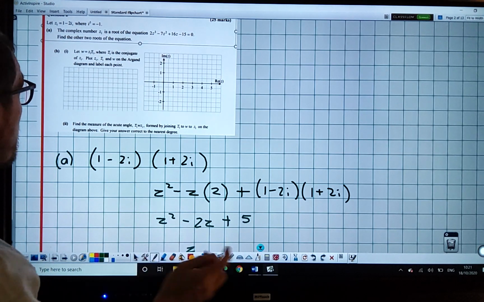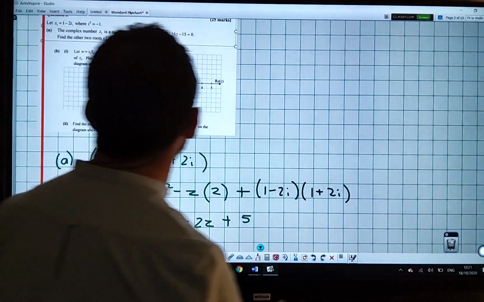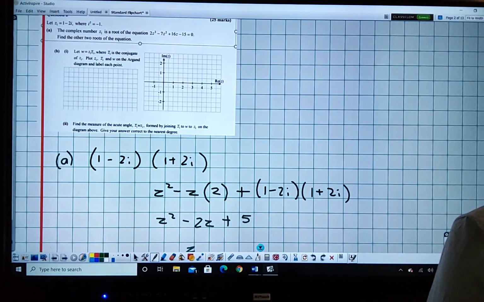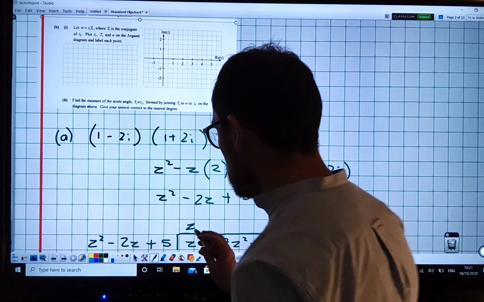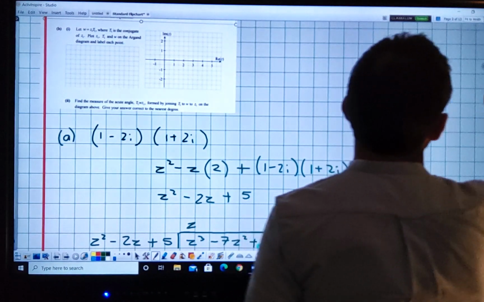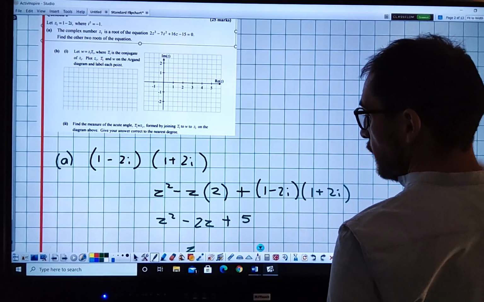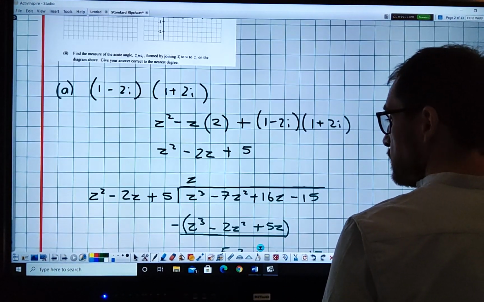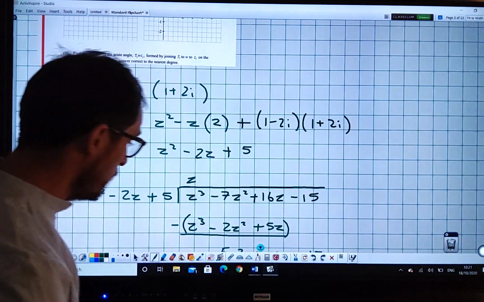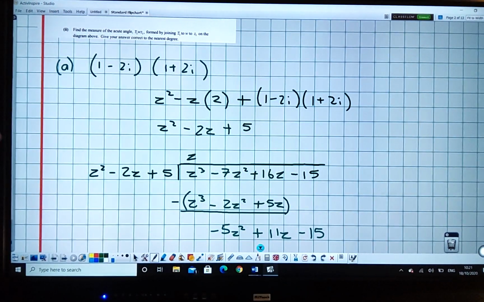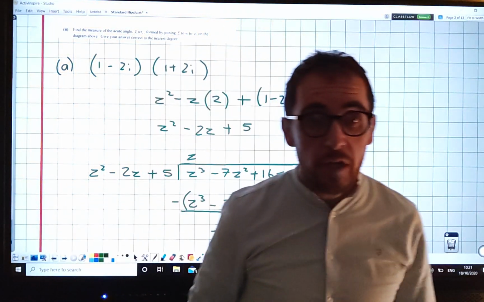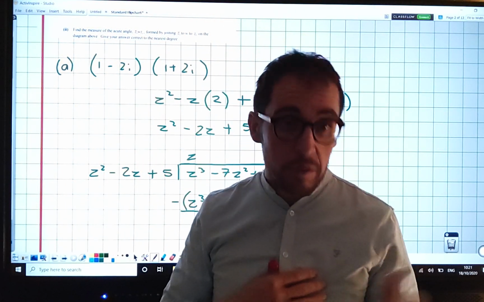Minus 2z. So I've made a little mistake here somewhere along the line. So it's 2z cubed minus 7z squared. So there's my problem there. Okay, so sometimes, and it's just something very simple, okay? So I was looking at that, and there's no harm for you to see that sometimes you can make a mistake.